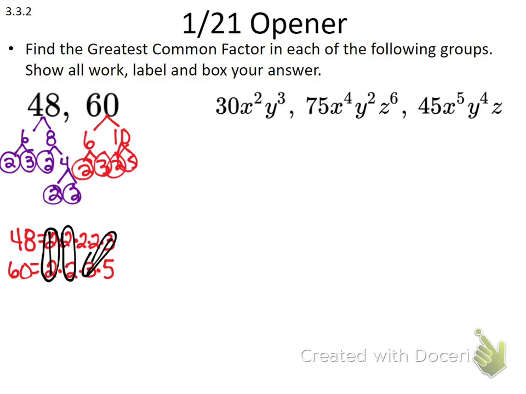Yeah. Okay. So what does that multiply out to be? So they have a 2, and a 3. So what's 2 times 2? 4. Times 3? So your greatest common factor is 12. Good.